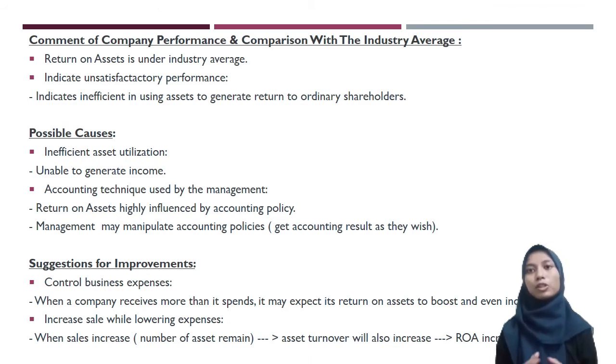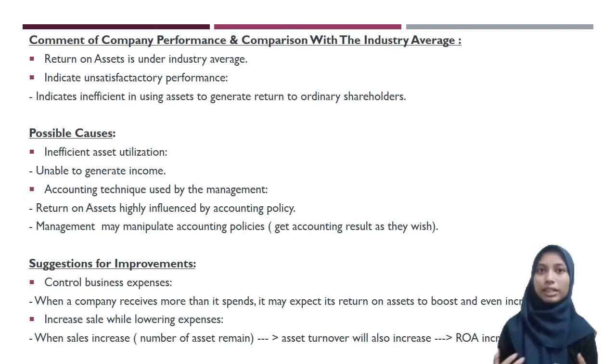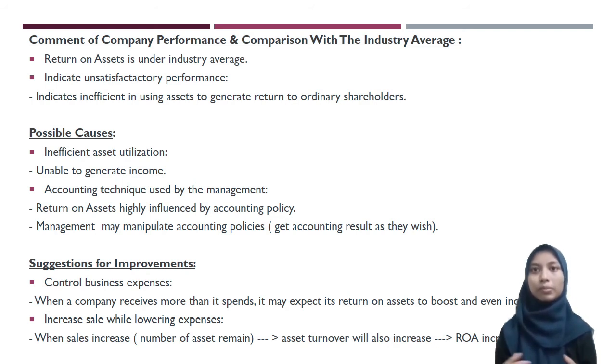Okay, there are a few possible causes that make the return on asset fall under the industry average, such as inefficient asset utilization, so that the company is unable to generate income. Besides, there is the accounting technique used by the management. Return on asset is highly influenced by accounting policy. So this means that management may manipulate the accounting policy to get the accounting result as they wish.